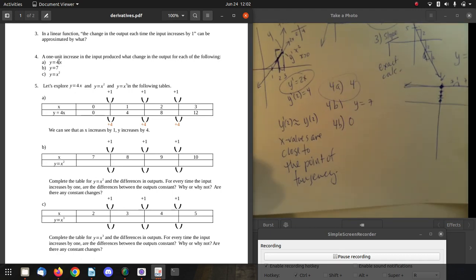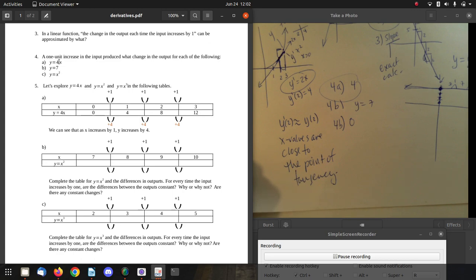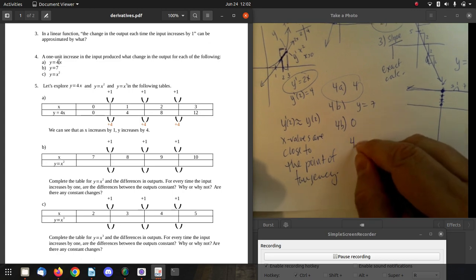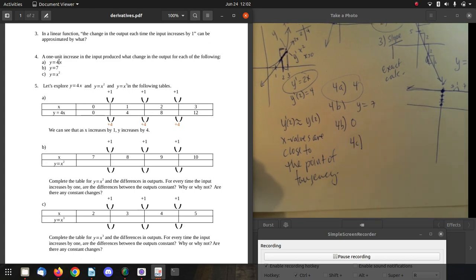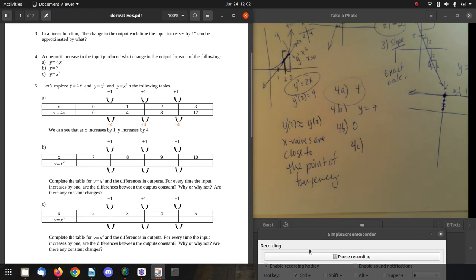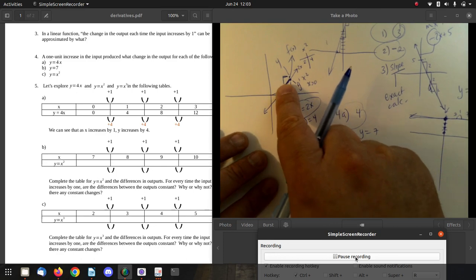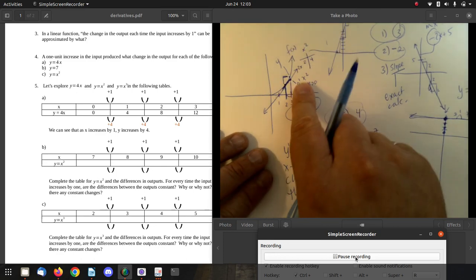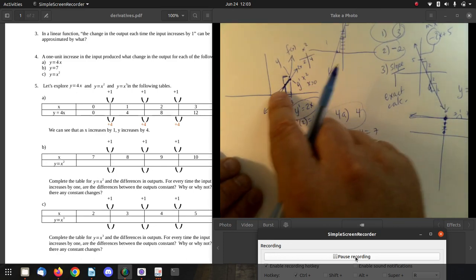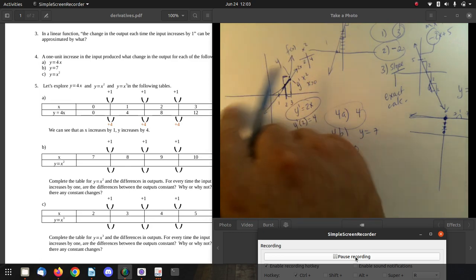Okay, so when your x values are close to the point of tangency, they're going to be roughly the same. So our answer to 4c is that, let me see how I want to word this. This one I arbitrarily did at 2. I could arbitrarily do one at 5. I could do one at 6. I could do the negative branch, do one at negative 10.